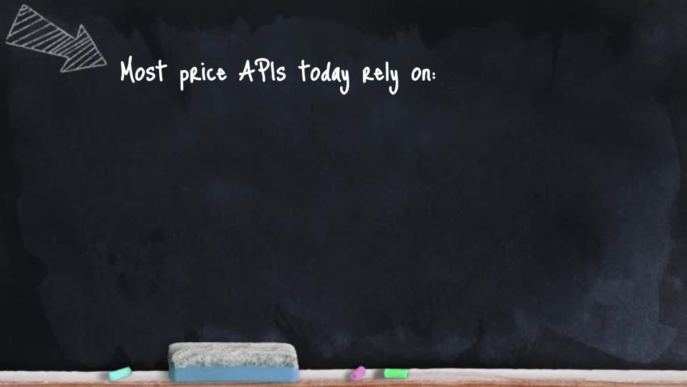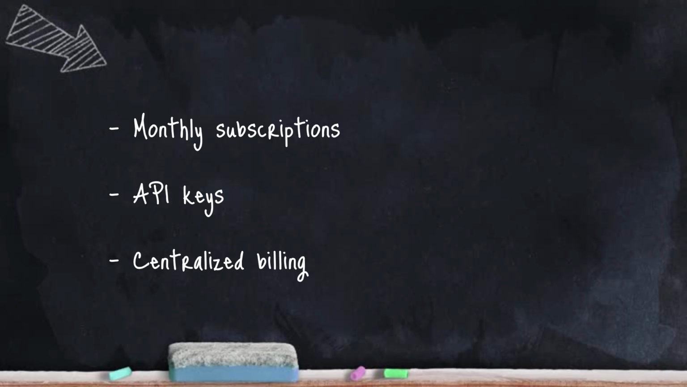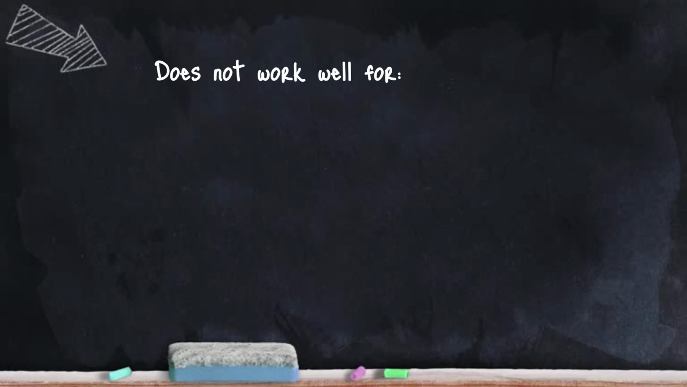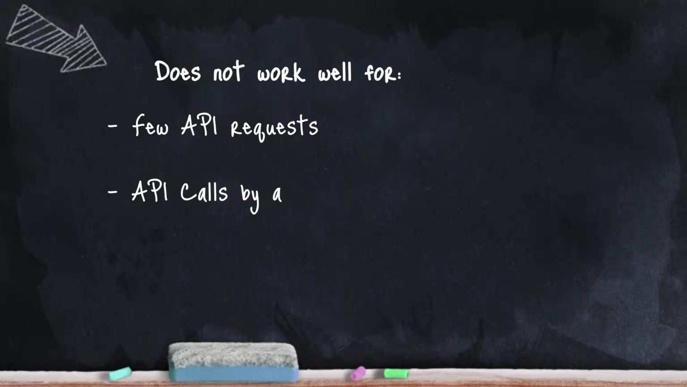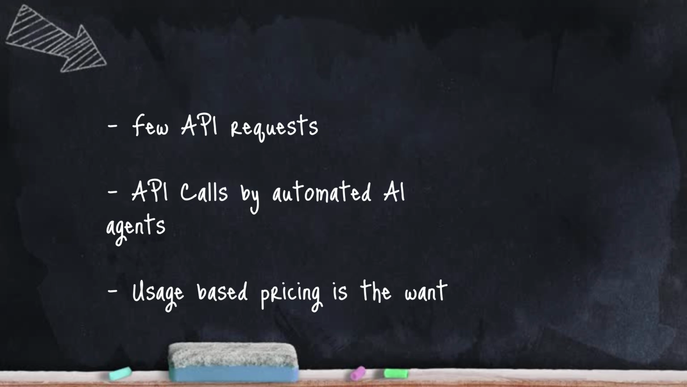Most price APIs today rely on monthly subscriptions, API keys, centralized billing systems. That model doesn't work well when you only need a few price requests. You're running automated agents. You want usage-based pricing.